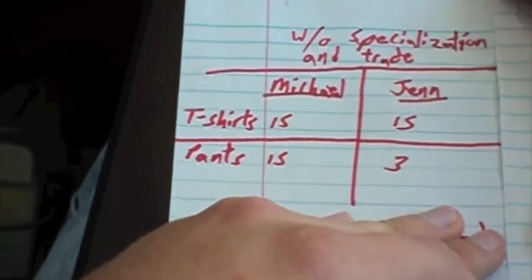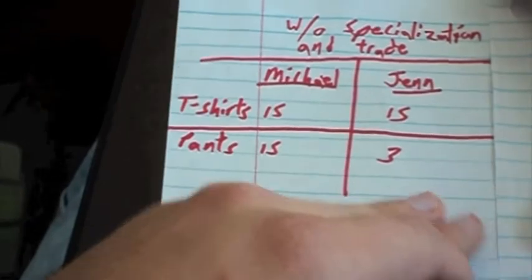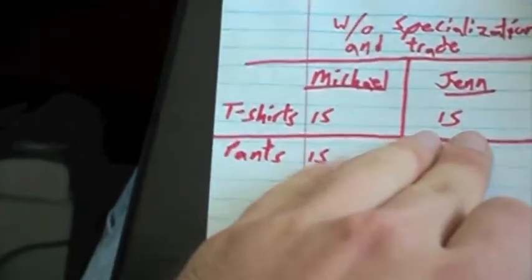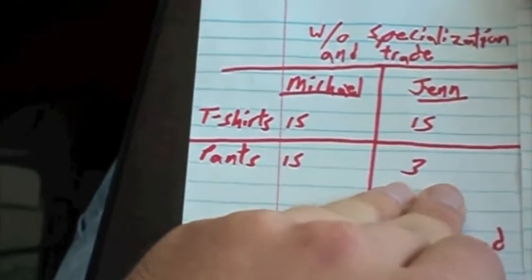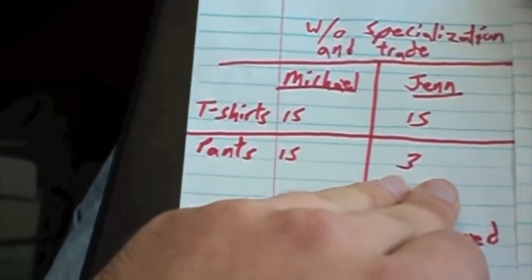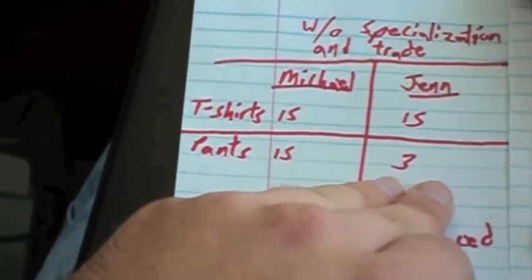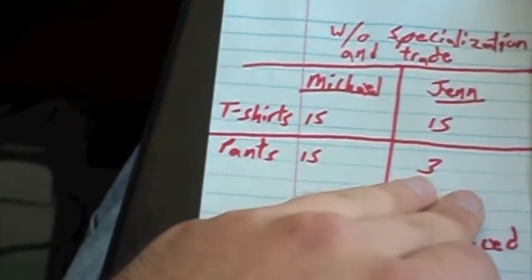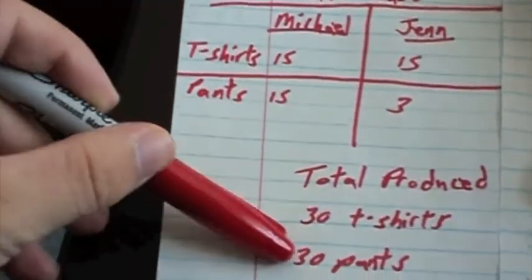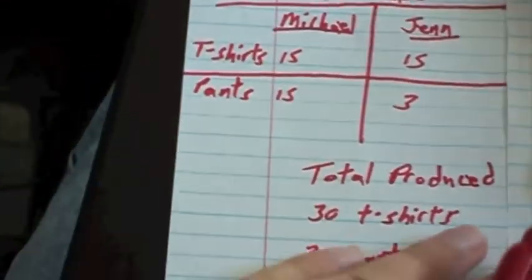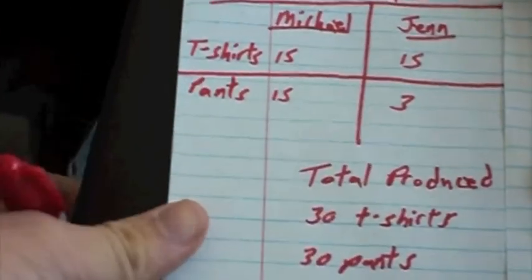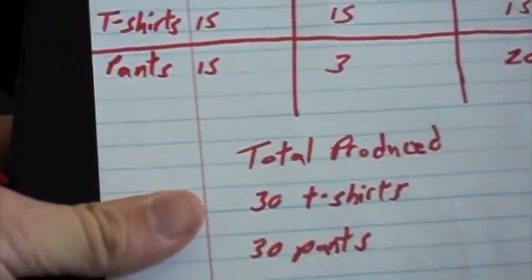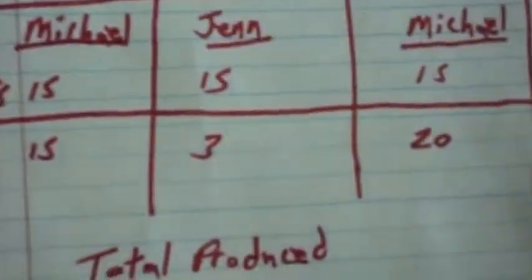Without specialization and trade, Michael made 15 t-shirts and 15 pairs of pants, and Jen made 15 t-shirts and 3 pairs of pants. So in order for specialization and trade to work, each person would have to come out with at least what they could make on their own. With specialization, the total produced was 30 t-shirts and 30 pairs of pants, between both Michael and Jen. So for them to trade, they would have to come out with at least what they could make on their own.